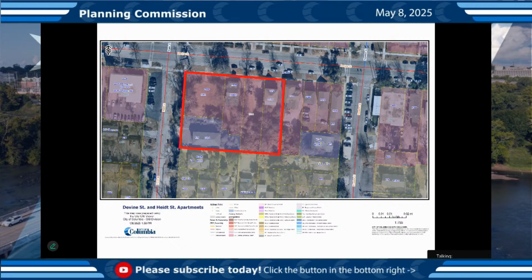Are there any other members of the public that would like to speak regarding this application? Any commission members have any other questions or comments? I got a question for staff. Is there a Divine Street District improvement that they're going to do that I've heard, or is that not happening?